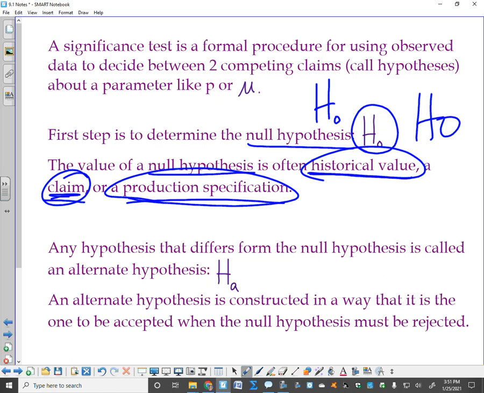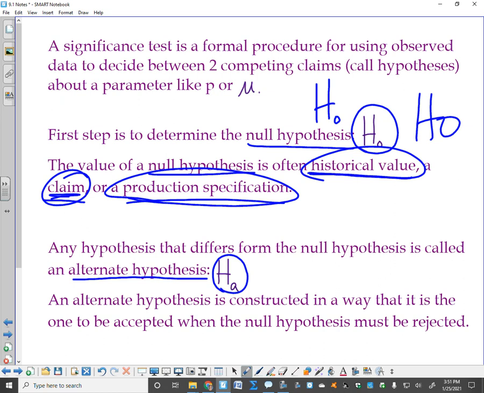That's your null hypothesis. Now, your alternate hypothesis, which is not "ha," that's H sub A, is any hypothesis that differs from the null hypothesis. I'm supposed to get 25 miles per gallon, but I don't think it's getting that. I'm supposed to be able to download 5,000 songs, but so far I have 6,000 songs. An alternate hypothesis is constructed in a way that is to be the one that's going to be accepted or rejected.